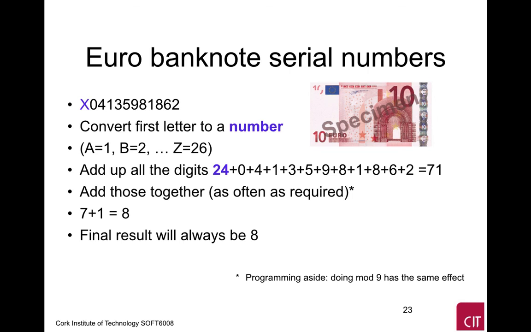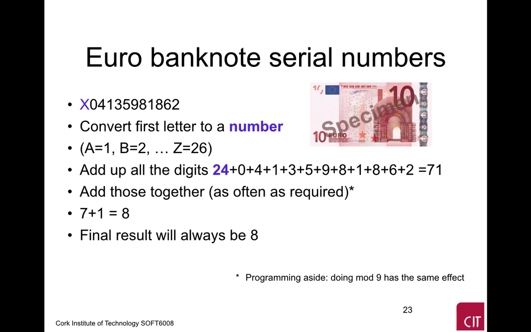Which is what this is about. So here are some made-up serial numbers, and very few of them are real actually. As it turns out, if you take a serial number, say X0411 whatever, 041359 blah blah blah, and treat that as a very large integer, and you add the 24 to that, and that's a very large integer, it turns out if you do a mod 9 of that, it works out the same as adding up all the digits, which is kind of handy.